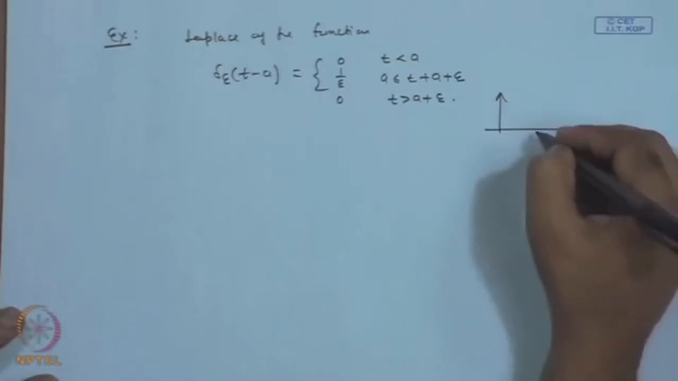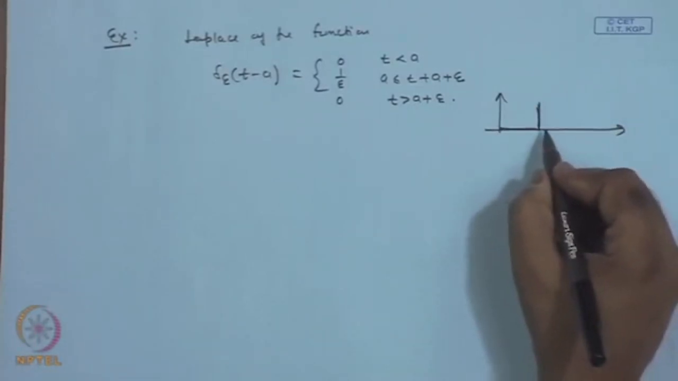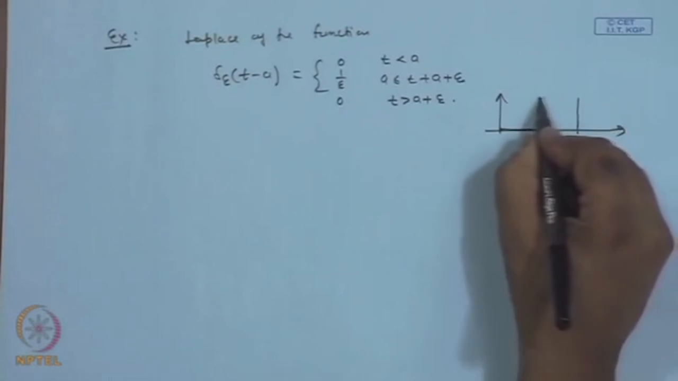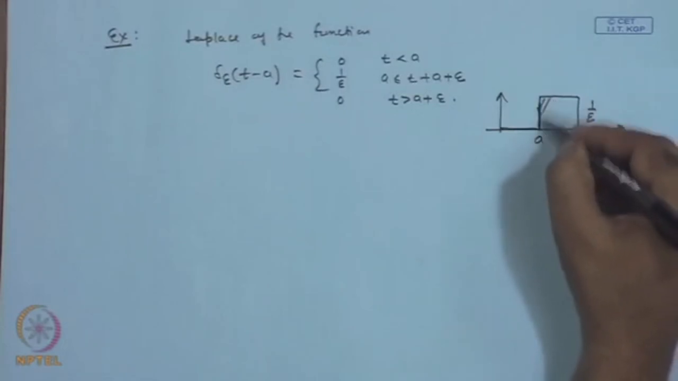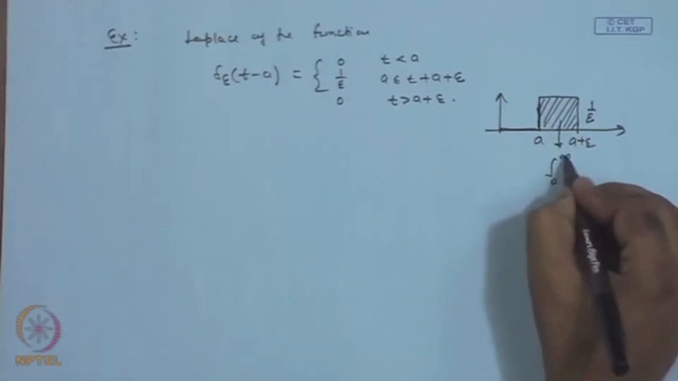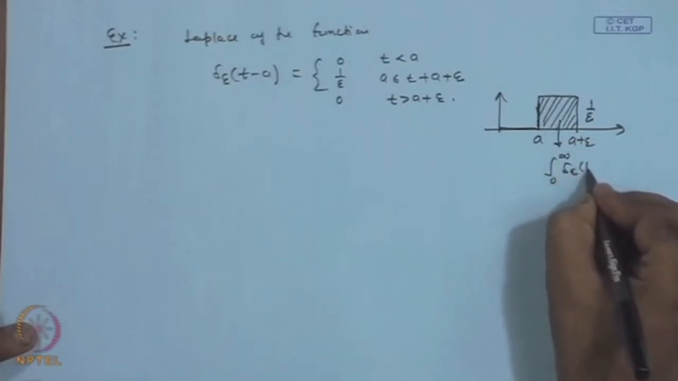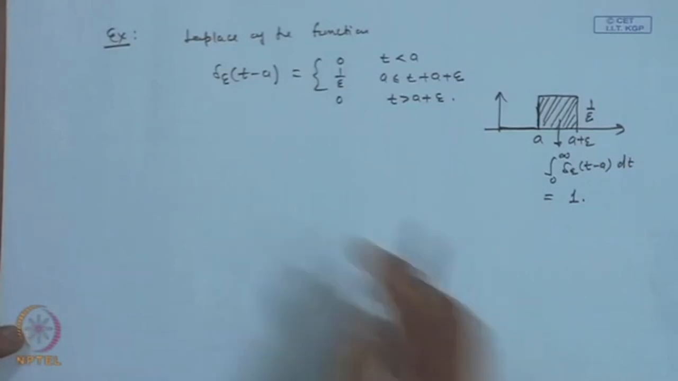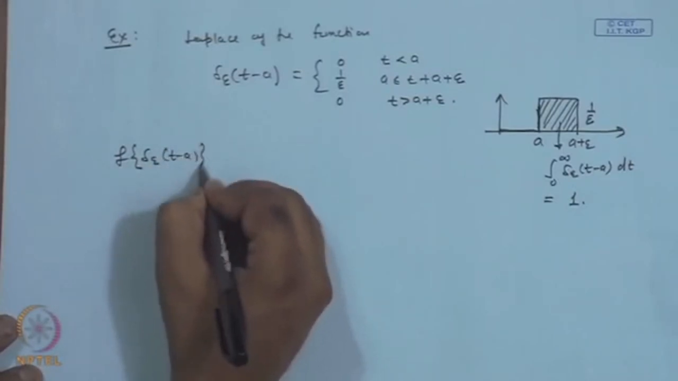So, what we see now, the function is 0 outside this a and a plus epsilon, and in this range a to a plus epsilon the value is 1 over epsilon. So, if you integrate this, what we will get, this area is always 1. So, if we integrate this in any range from minus infinity to plus infinity or 0 to infinity, delta epsilon t minus a dt, this will be just 1. This is the property of this function.